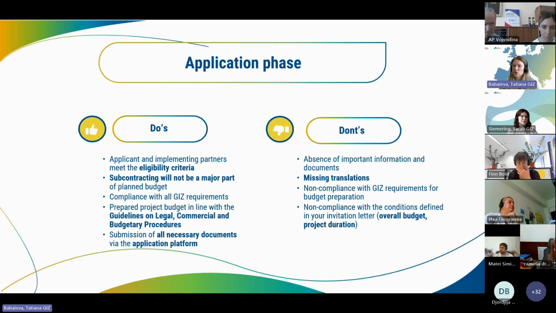Examples for what you should not do are absence of important information and documents, missing translations, non-compliance with GIZ requirements for budget preparation, non-compliance with the conditions defined in your invitation letter, overall budget, project duration.